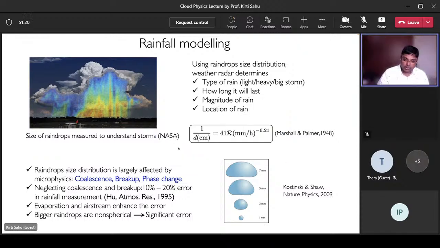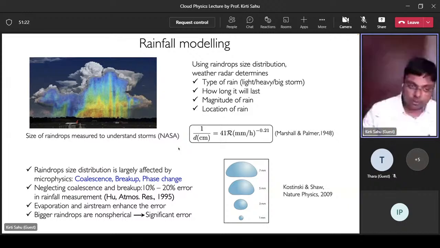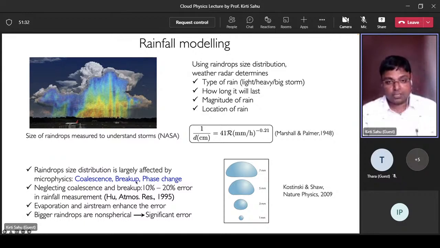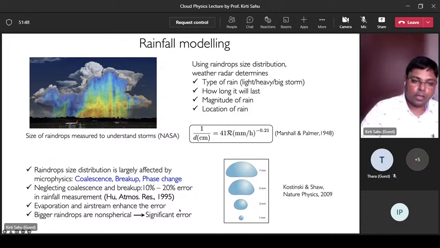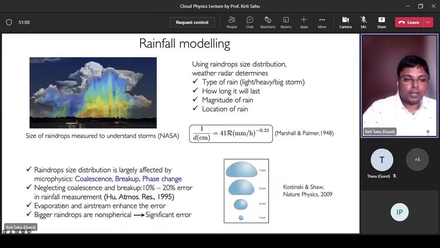Now, in order to understand rainfall, we need to understand the shape and size distribution of the raindrops, which is largely affected by microphysics, for example, coalescence, breakups, and phase change. All these phenomena affect the size distribution of raindrops. For example, if we only neglect coalescence and breakup, it can introduce 10 to 20% error in rainfall modeling. Then of course, when we neglect evaporation, airstream, etc., the error can only increase.